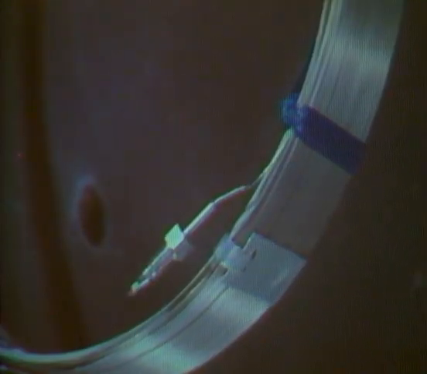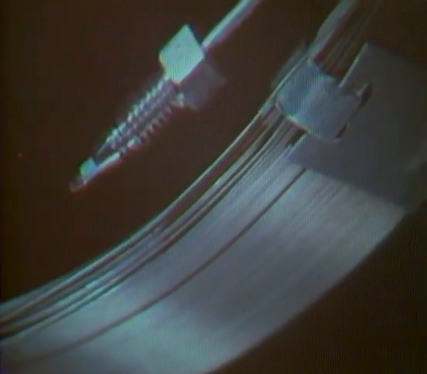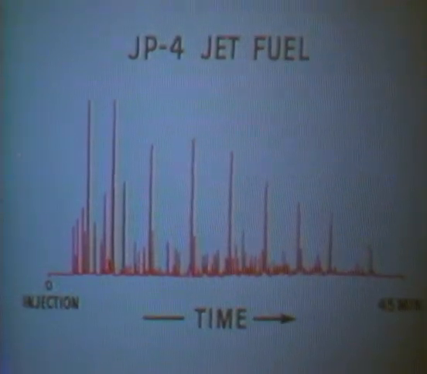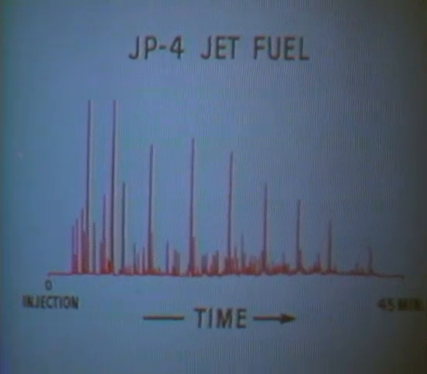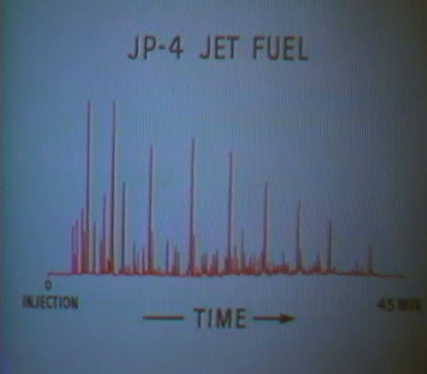Open tubular columns are not packed. Their inside diameter is only 1/2 millimeter or less. They are coated inside with a thin film of stationary phase and run up to several hundred feet in length. This chromatogram shows the very high efficiency of open tubular columns. Over 120 peaks were resolved in 45 minutes.